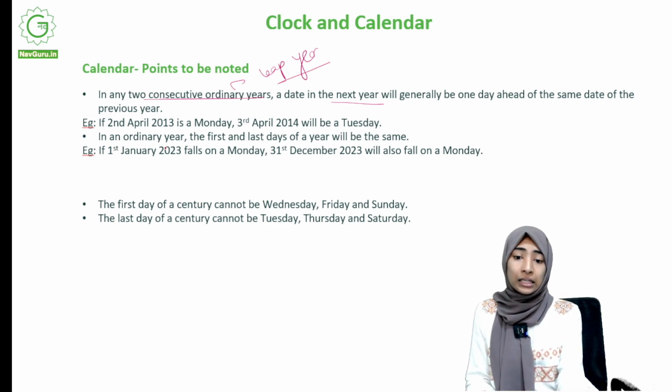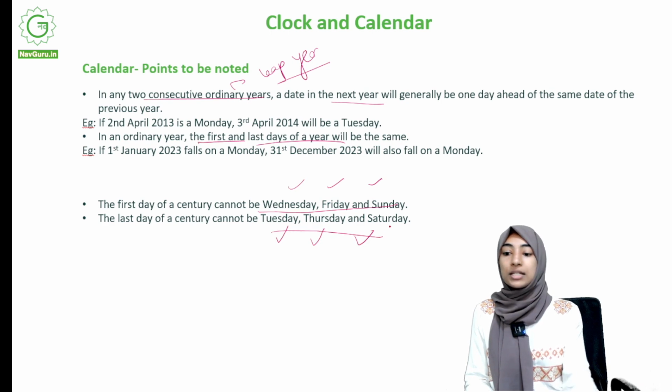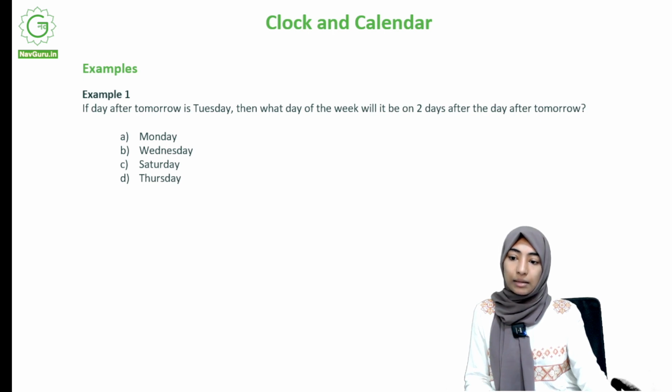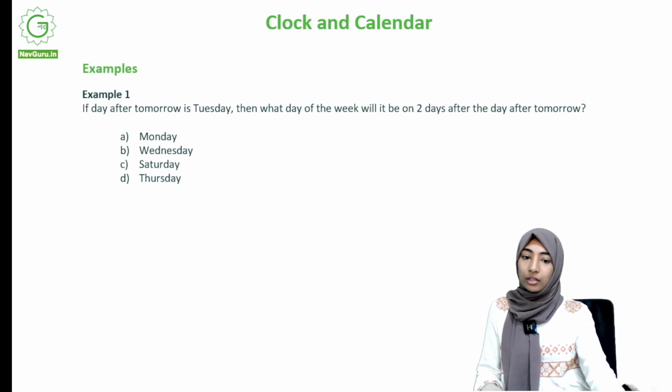And then just basic things: in an ordinary year, the first and last days of the year will be the same. The days that cannot be the first day of a century: Wednesday, Friday, Sunday. The last day of a century cannot be Tuesday, Thursday, Saturday. Things like that. And then we did some more questions under calendar. That's basically all you have under clock and calendar.